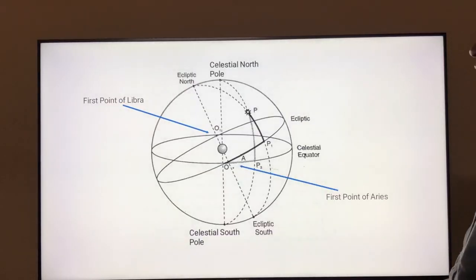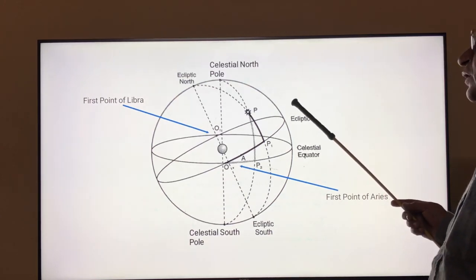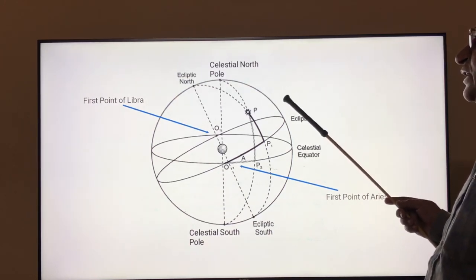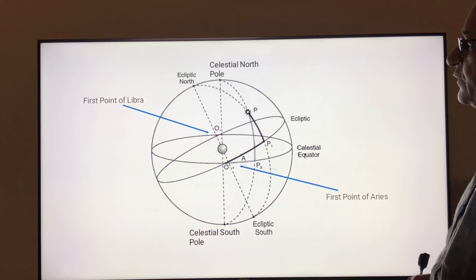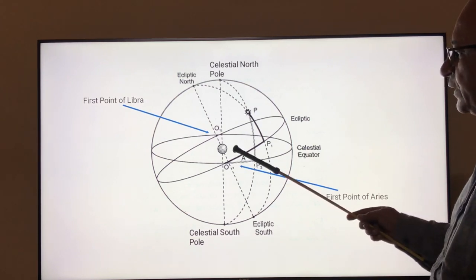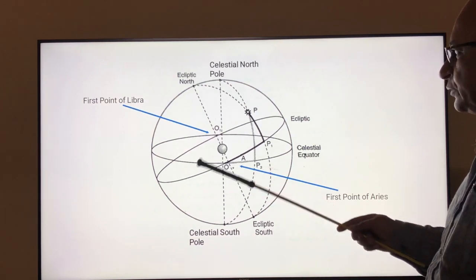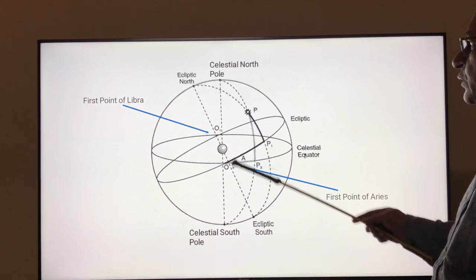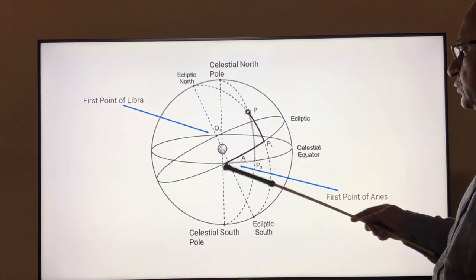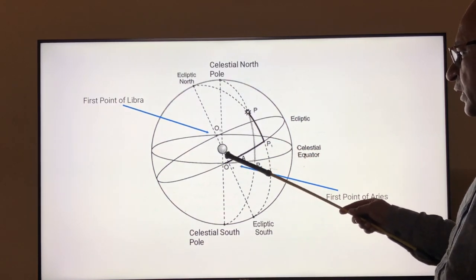Now we will discuss the ecliptic, celestial equator, celestial north pole and celestial south pole. Now we will discuss the celestial equator. What is the celestial equator? If we think that this is the earth, this is the north pole of the earth, this is the south pole of the earth.